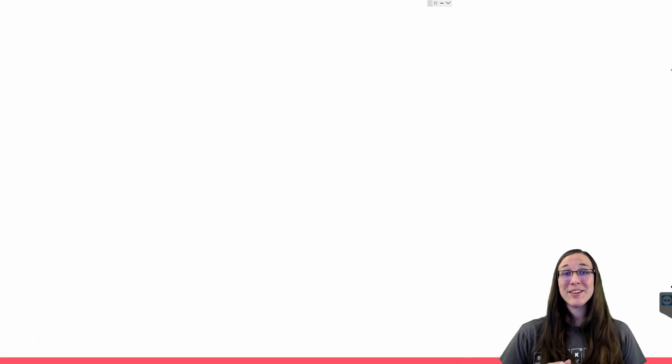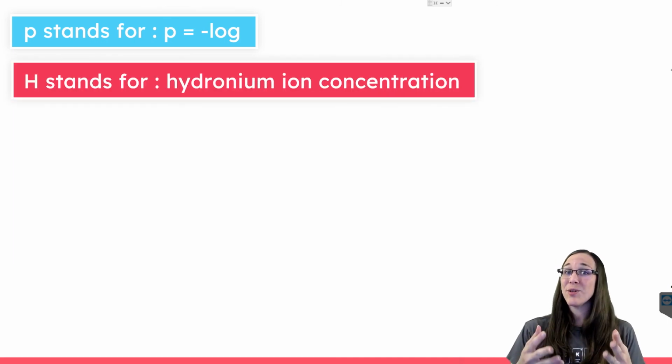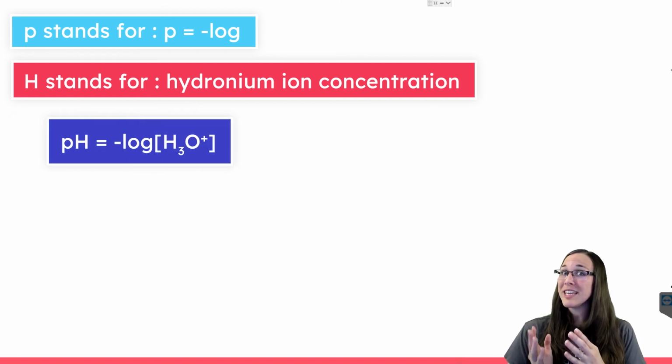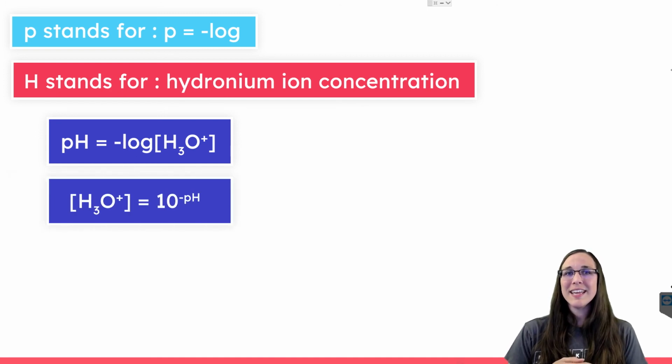In this lesson, we learned that p stands for power, just kidding, stands for negative log, and H stands for the hydronium ion concentration. Therefore, pH is literally equal to negative log of the hydronium ion concentration as our first equation. We can also rearrange that equation to solve for the concentration of hydronium ion by setting it equal to 10 raised to the negative pH.